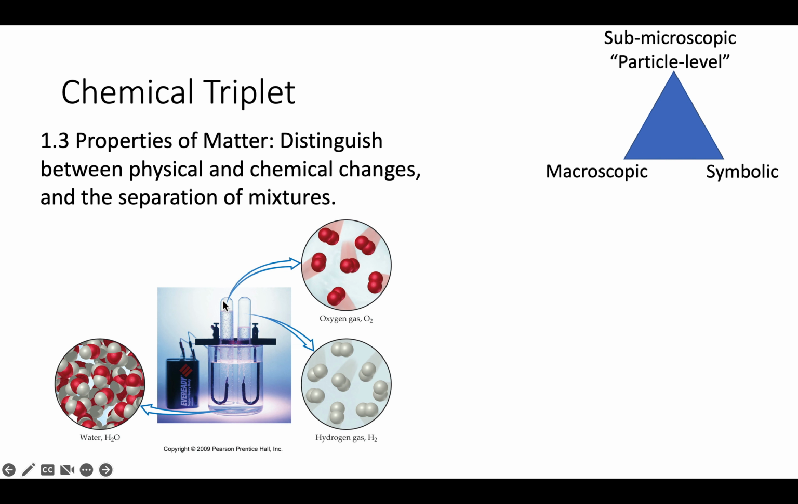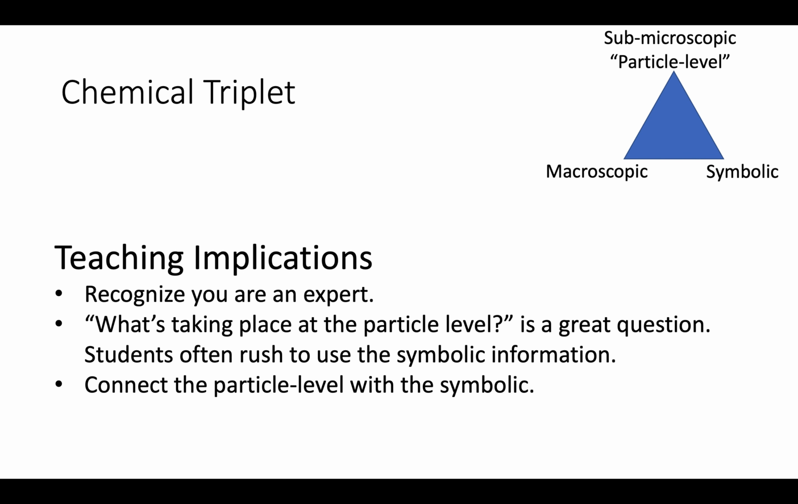As we think about the chemical triplet, the teaching implications, first of all, recognize that you are an expert. You are very fluent at discussing chemical phenomena using any of these, whether it's macroscopic, symbolic, or particle level. And you can easily transfer or change information from one to another. You're far more advanced than a novice would be.